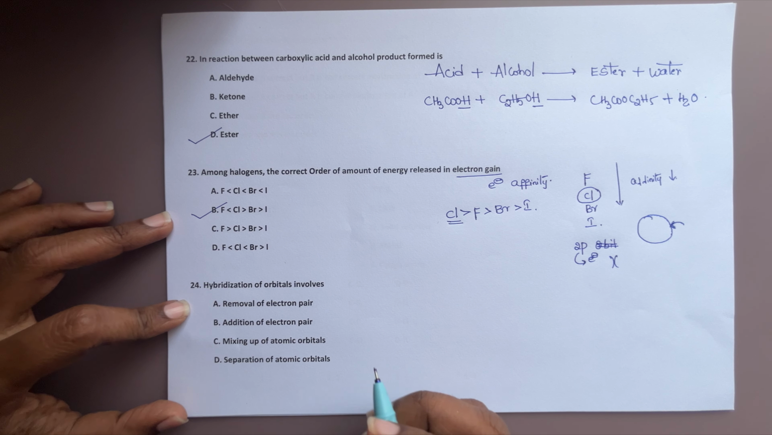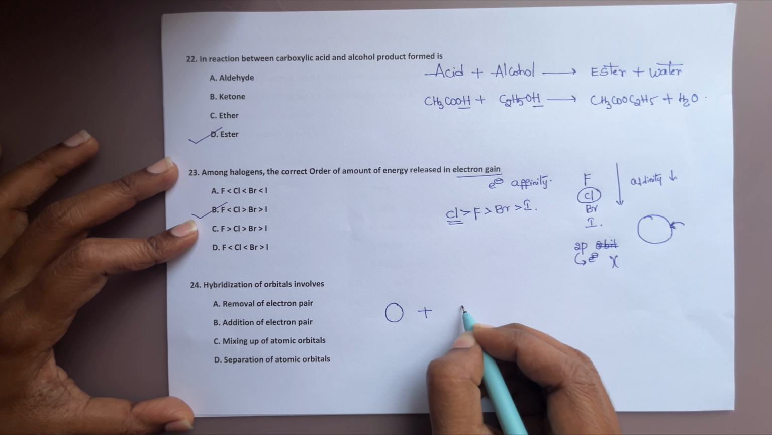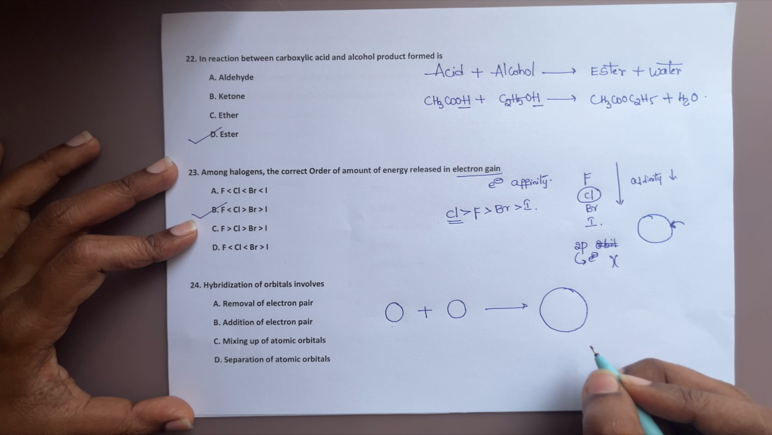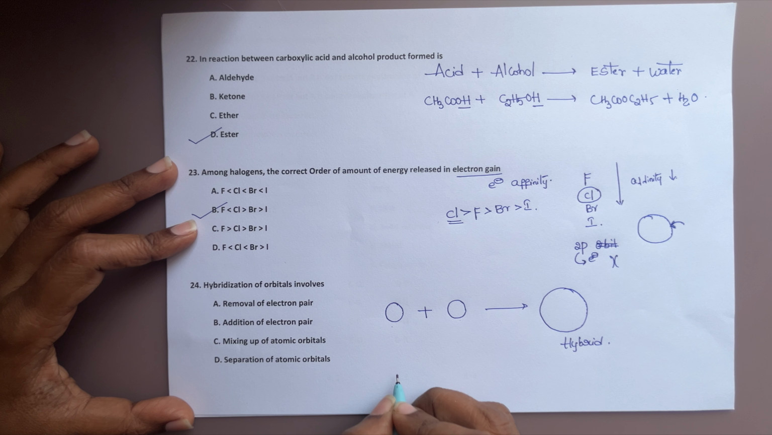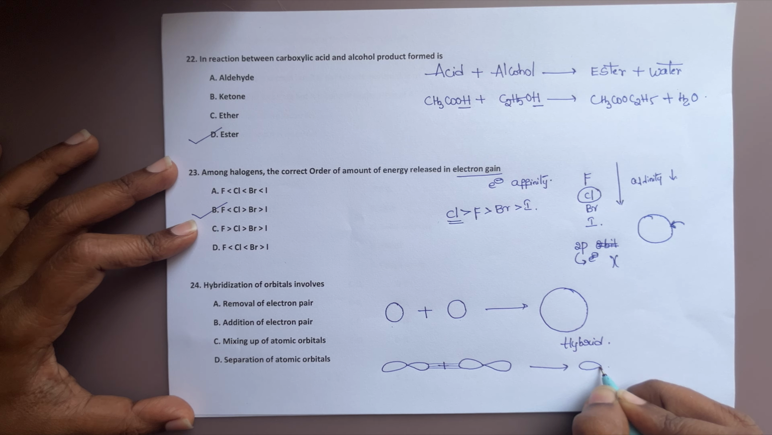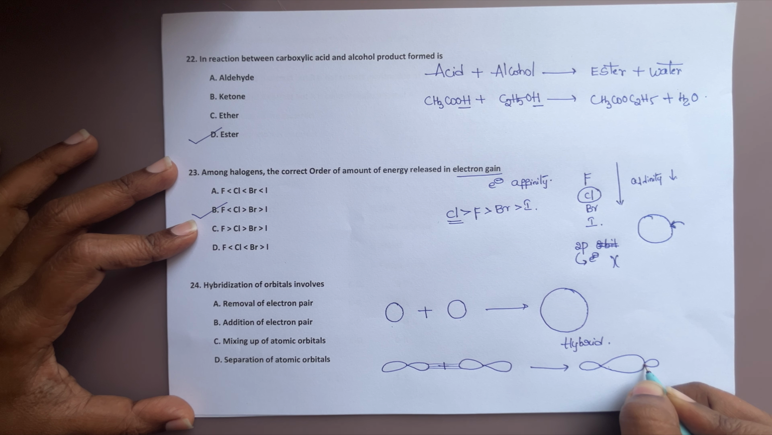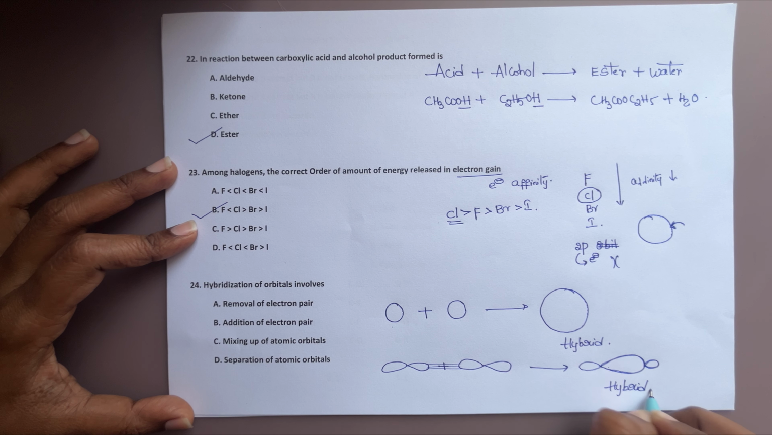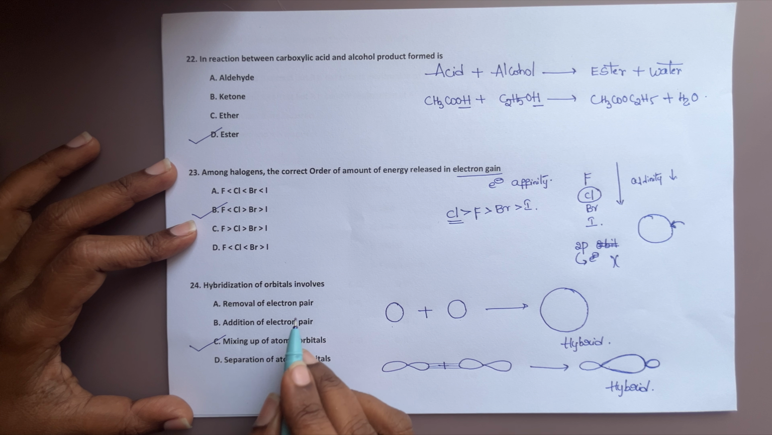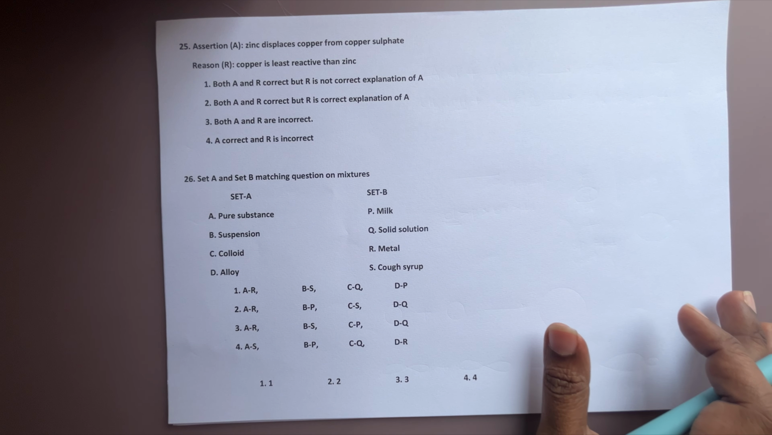Hybridization of orbitals usually involves individual atomic orbitals. S and P orbitals, spherical and dumbbell shaped. This is what we call mixing of atomic orbitals to produce the hybrid orbitals. Say for example, if you take 2 p orbitals, then mixing of these 2 p orbitals, whenever these 2 orbitals are combining, the mixing of those 2 p orbitals is nothing but the formed orbital, which is called a hybrid orbital. So here hybridization of orbitals involves mixing up of atomic orbitals. It is not removal of an electron pair, not addition of an electron pair, not separation of atomic orbitals, but mixing of atomic orbitals.